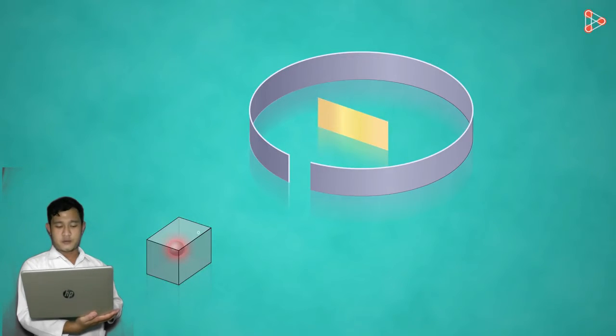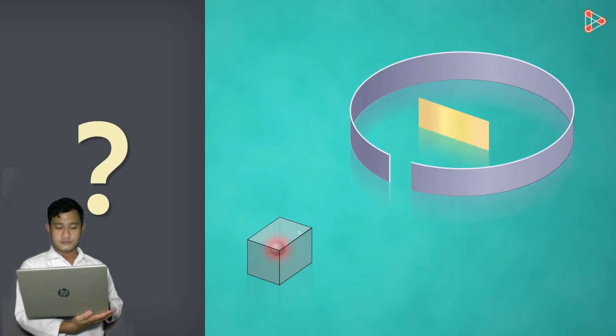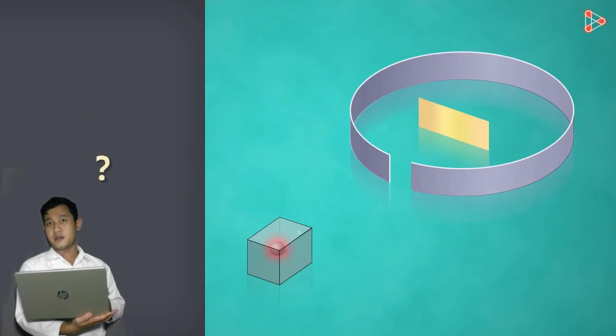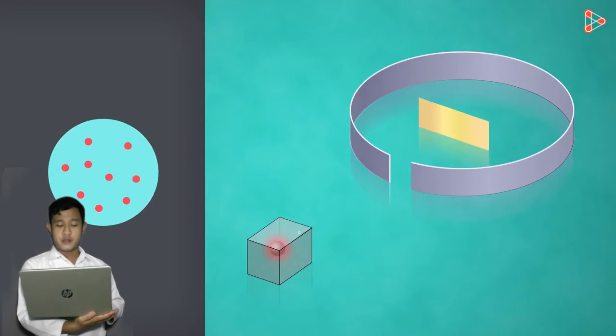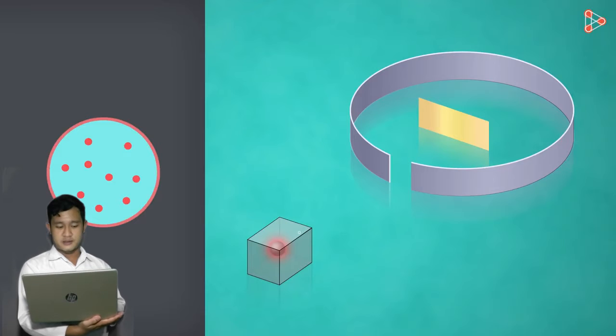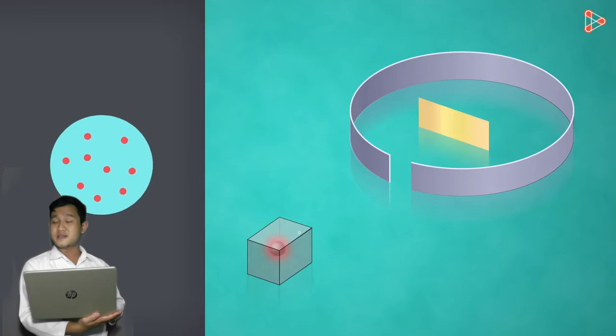The alpha particles will be emitted from the element present in this box. They directly hit the gold foil. Now, what should happen? As we know, the Thomson model suggests that an atom is a sphere of positive charge with negative electrons embedded inside it.